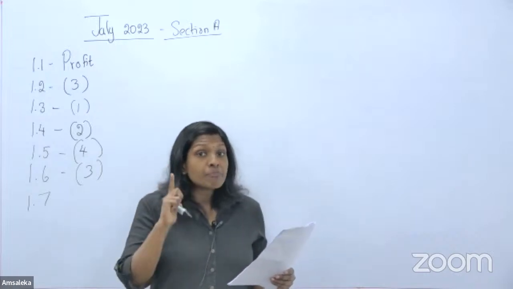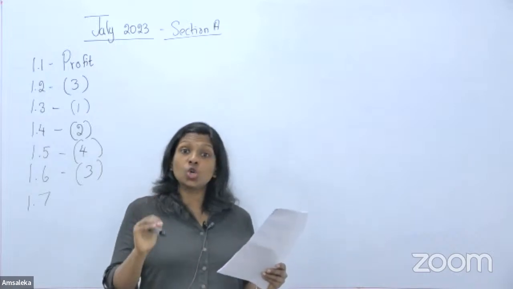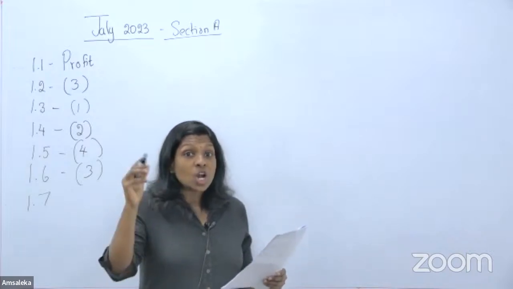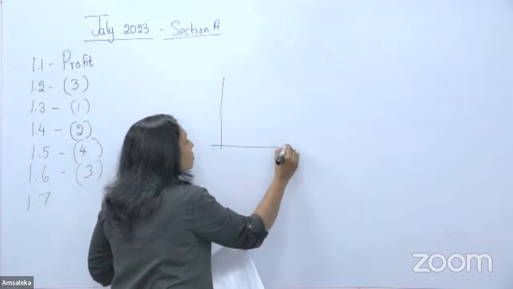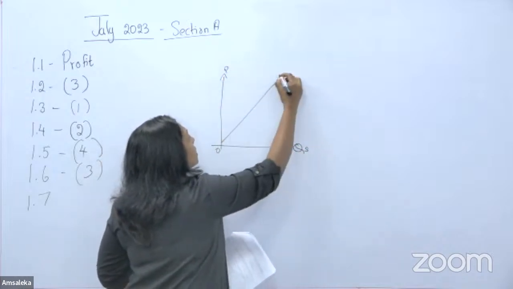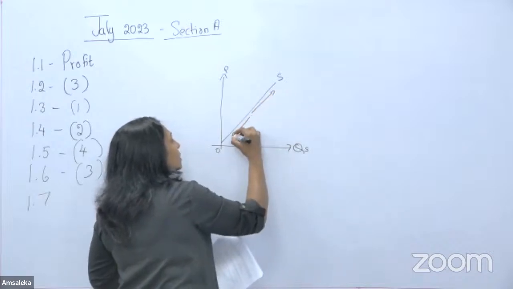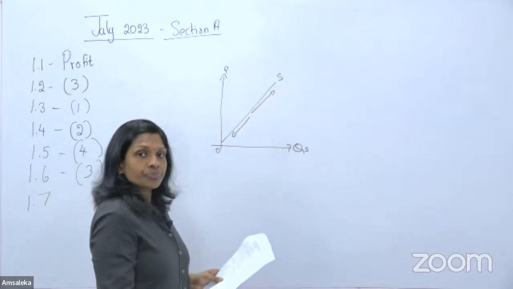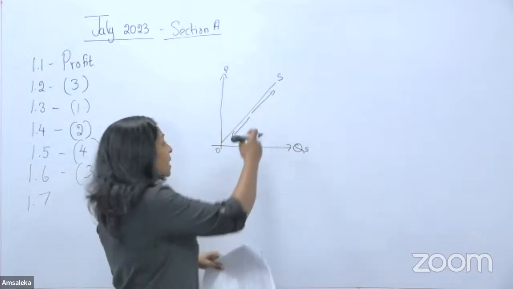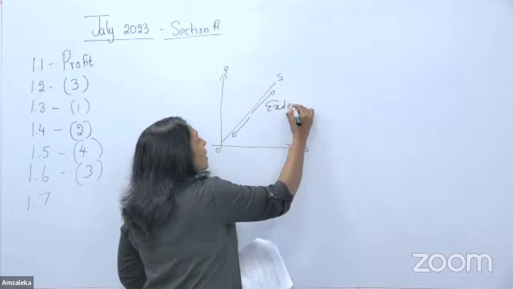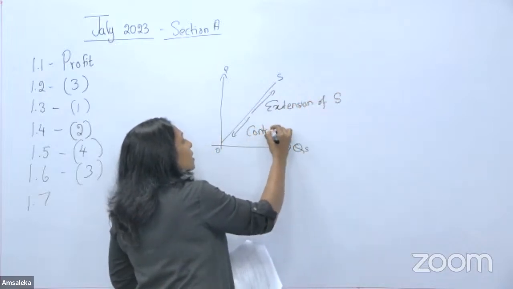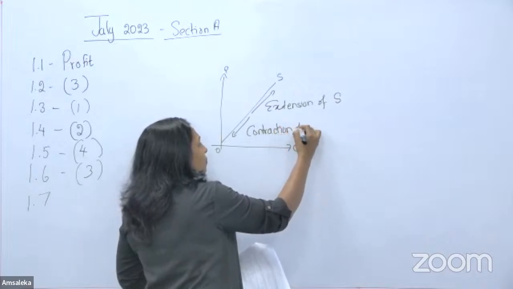If the price of the concerned good is changing, the change comes along the supply line, like this. We say it's about extension of supply and contraction of supply.